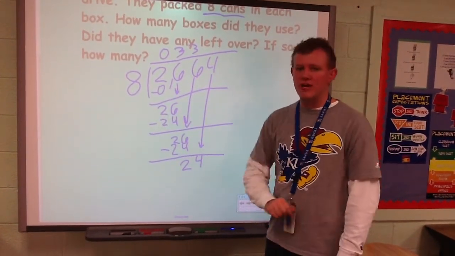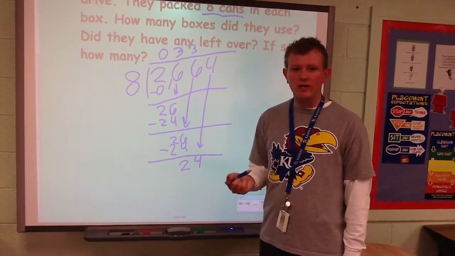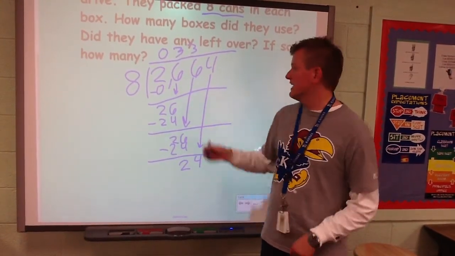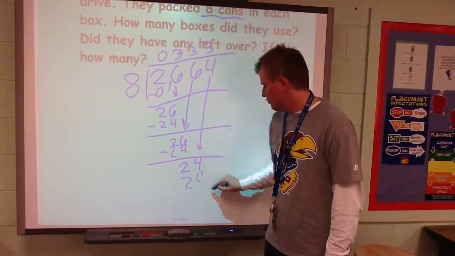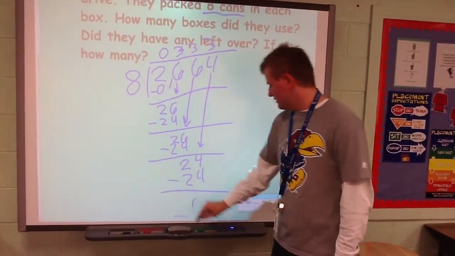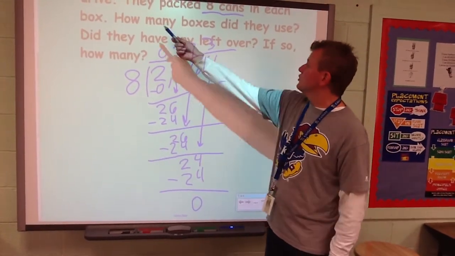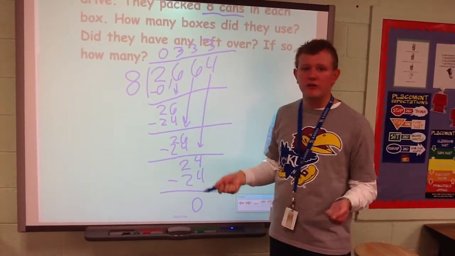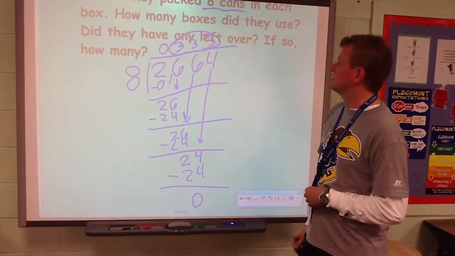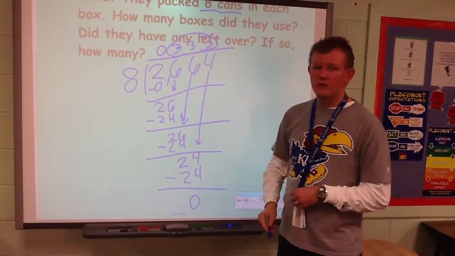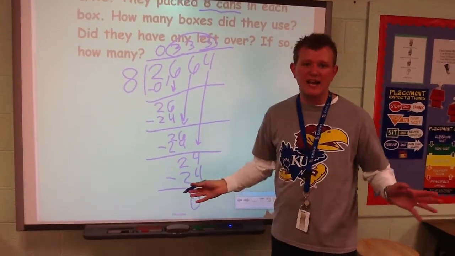8 goes into 24 how many times? Well, we've just done that same problem twice. 8, 16, 24. It goes in exactly 3 times. 3 times 8 is 24. 24 minus 24 is 0. I have nothing left over. So how many boxes did they use to carry all these canned goods? 333 boxes. Did they have any left over? If so, how many? They did not have any left over.